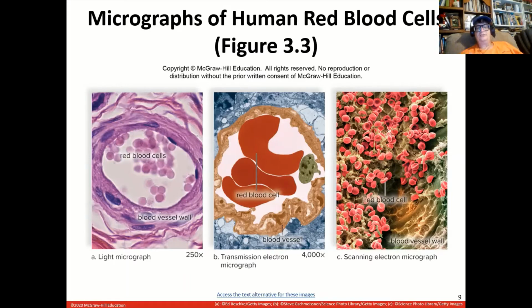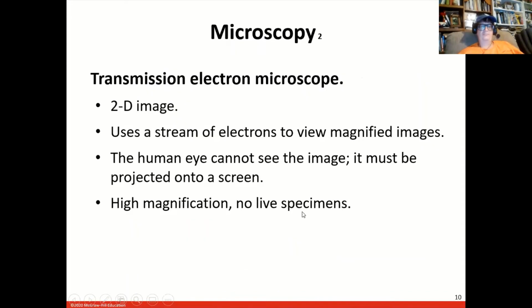A transmission electron microscope is like a light microscope that shines a beam through it, transmits it through. A scanning electron microscope is like a dissecting microscope where you bounce the beam off the specimen. And you can see the difference here. Both of these are looking at red blood cells in a blood vessel, but we'll move on.